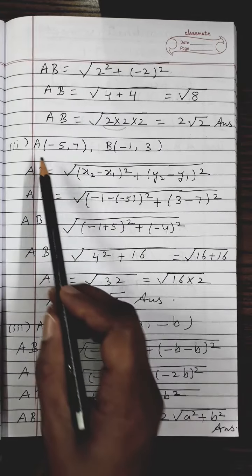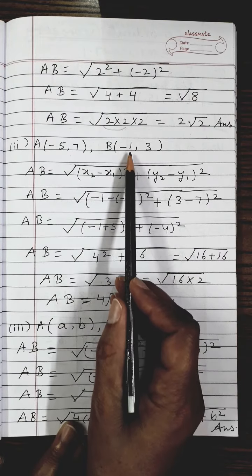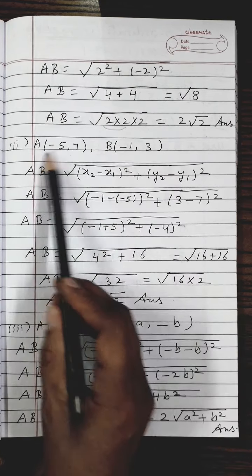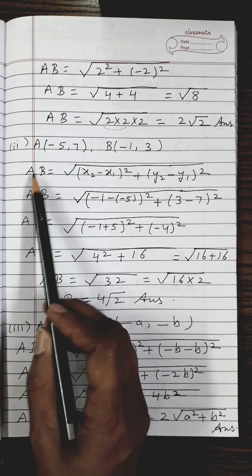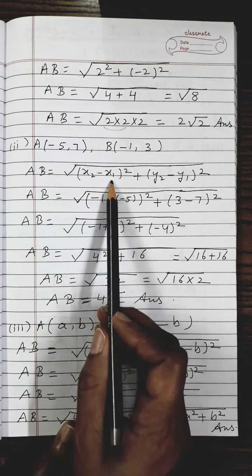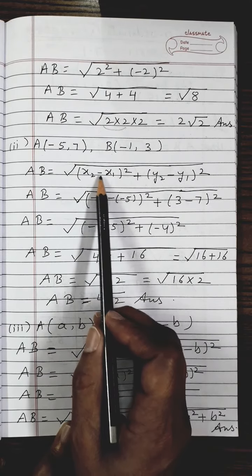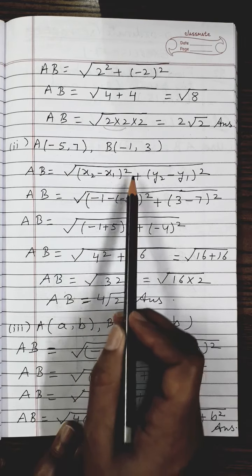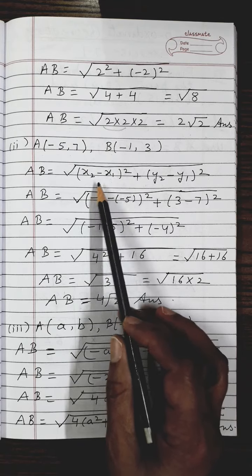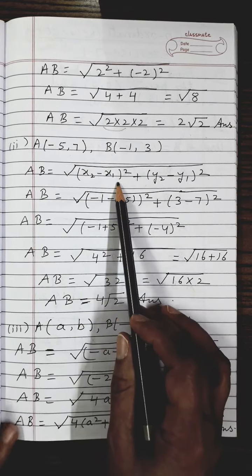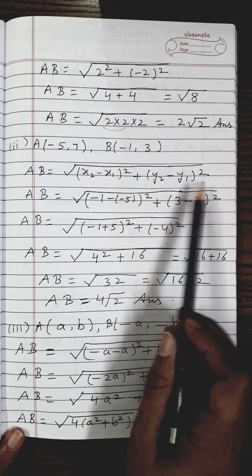Now look at the second part. In the second part the two coordinates are: A is minus 5 comma 7, and B point is minus 1 comma 3. I have to find the distance between these 2 points. So again I write the distance formula, AB equals square root of (x2 minus x1) whole square plus (y2 minus y1) whole square. This formula I can also write as (x1 minus x2) whole square plus (y1 minus y2) whole square, because if you square x2 minus x1 or x1 minus x2, you will get the same answer. Same for y2 minus y1 or y1 minus y2 whole square.